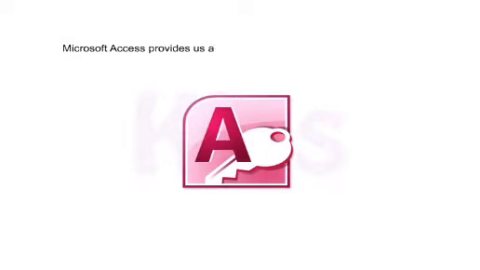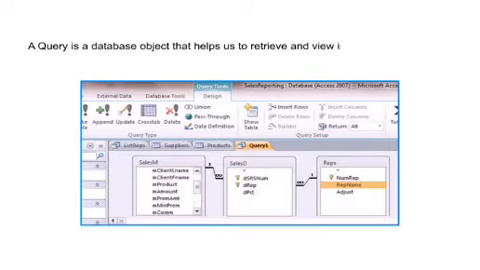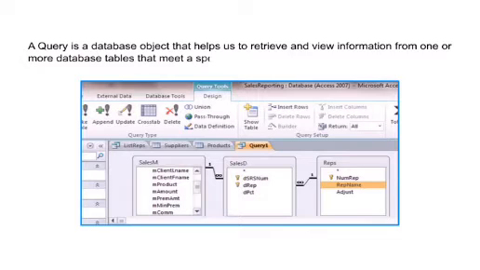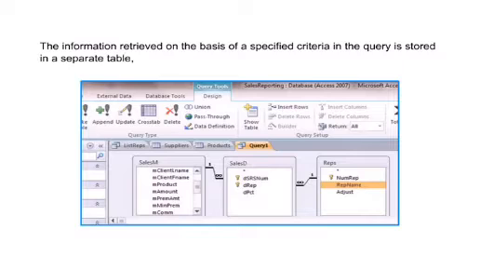Microsoft Access provides us a solution for this problem through queries. A query is a database object that helps us to retrieve and view information from one or more database tables that meet a specific condition or criterion.